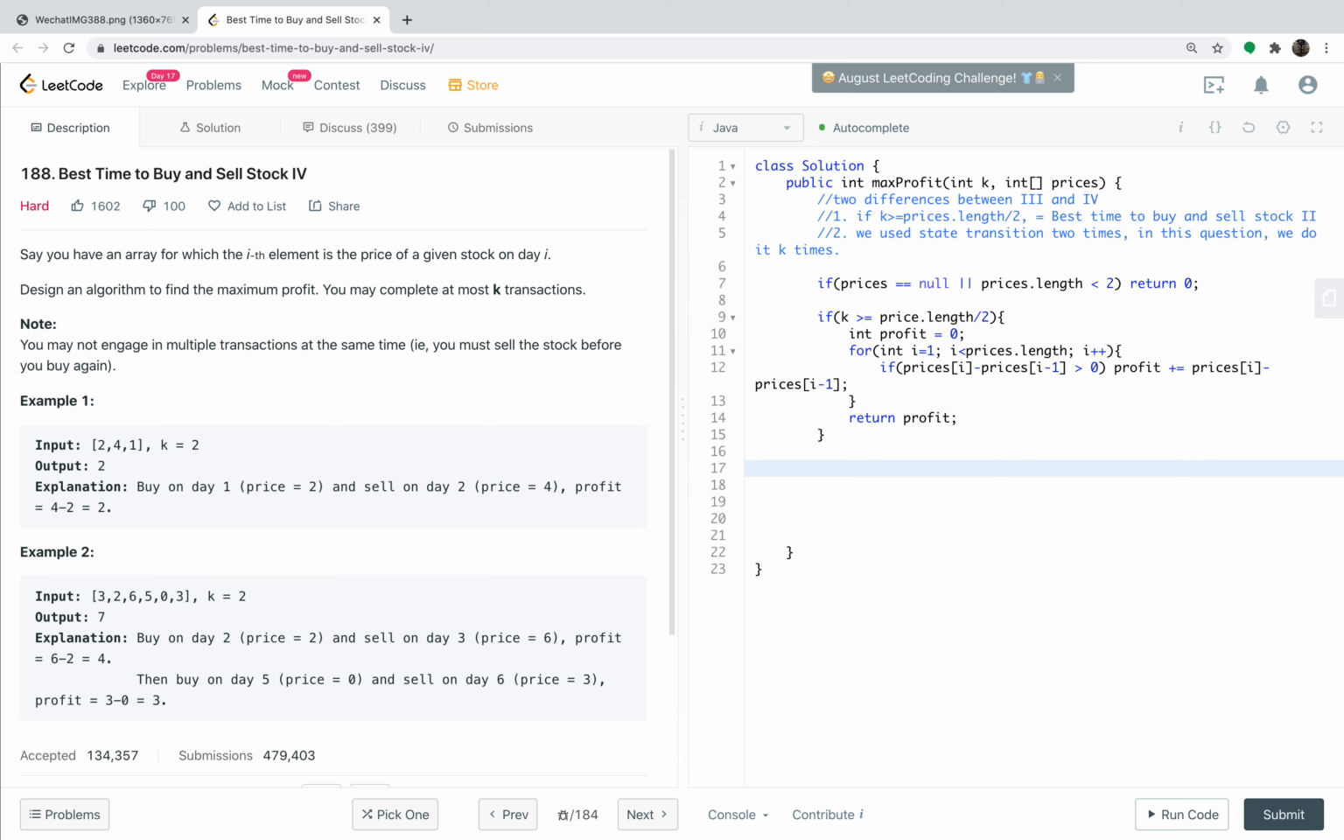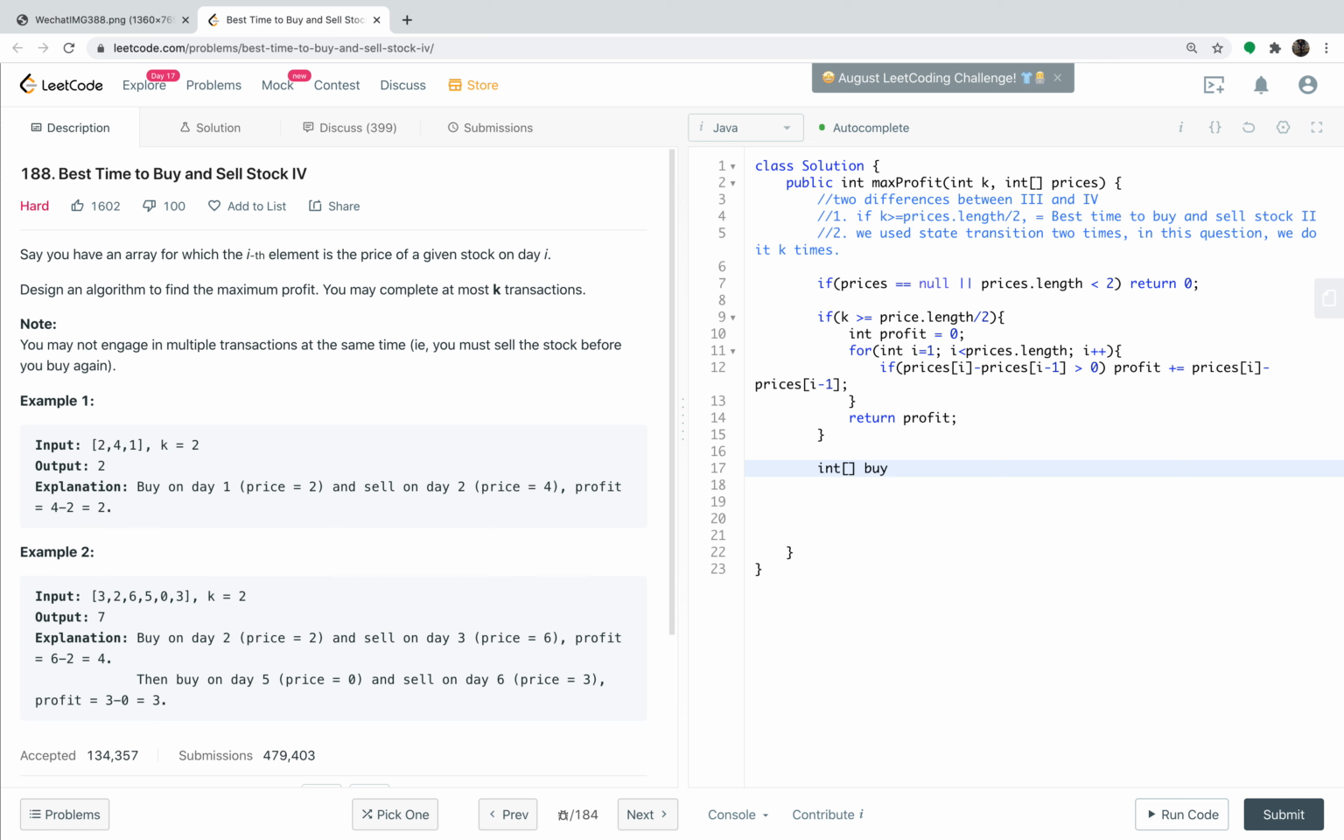So right now we are going through the state transition process for the prices such that we find the maximum profit. In the previous case, we just set buy 1, buy 2, and sell 1, sell 2. But in this case, we have at most k transactions. We set buy as an array which has k plus 1 numbers.